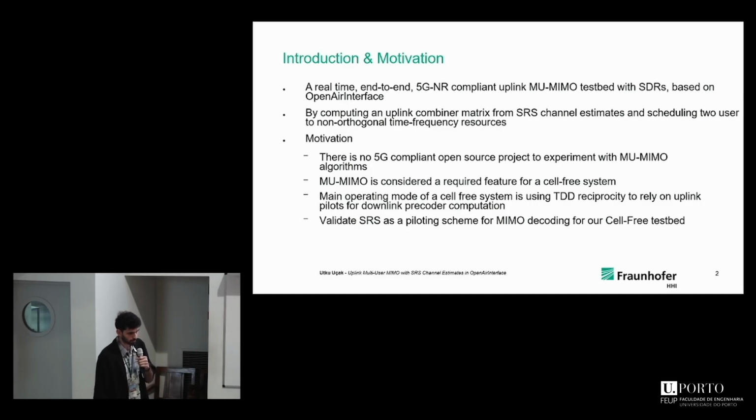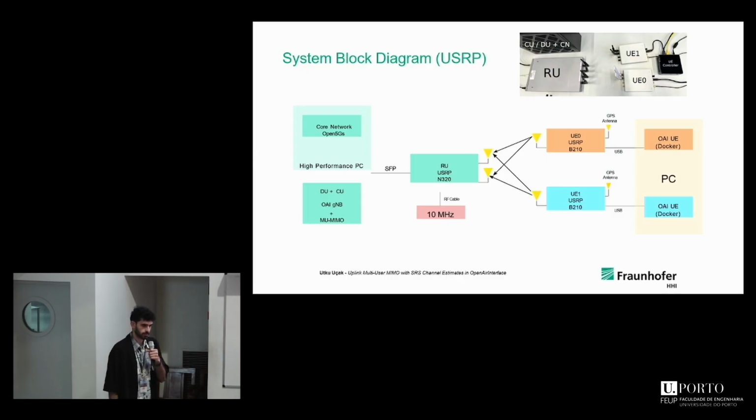So we used the SRS channel estimates for the uplink combiner computation, because we would like to scale the system up for a cell-free distributed MIMO system. And we want to use the TDD reciprocity and decouple the uplink and downlink a bit. So we would like to validate SRS as a beamforming SDMA scheme for MIMO before going on to the reciprocity-based downlink.